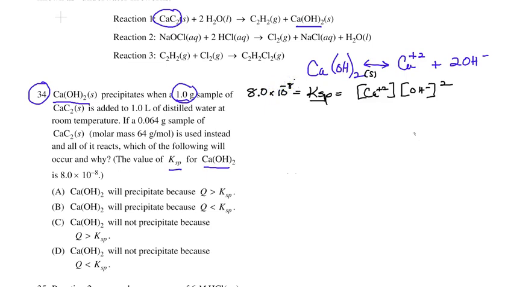All right, well, now they're giving me a 0.064 gram sample of calcium carbide. Okay, now it's dissolved in a liter, so that's going to give me my easy molarity. So I just got to get moles out of this. They told me for quickness that 64 grams equals 1 mole. So clearly 0.064 grams over the molecular mass is 64.